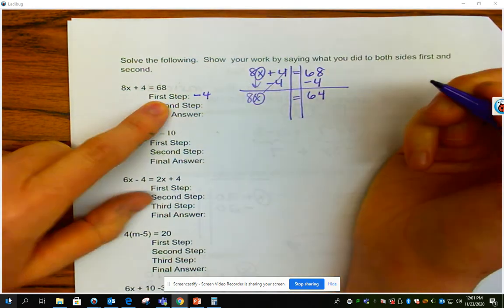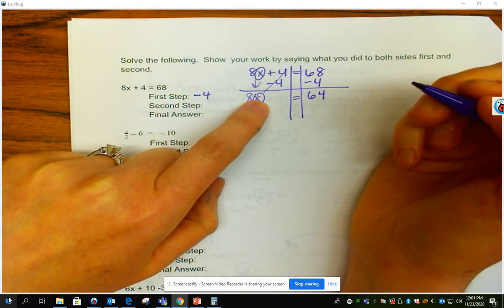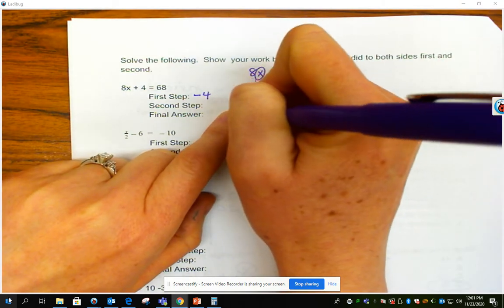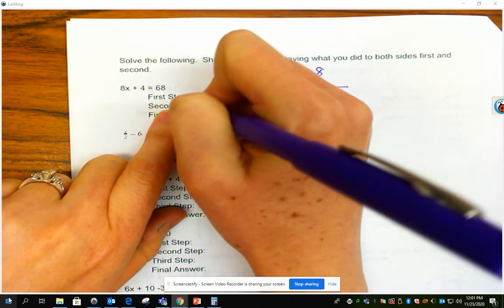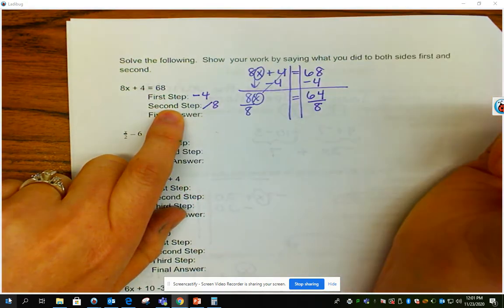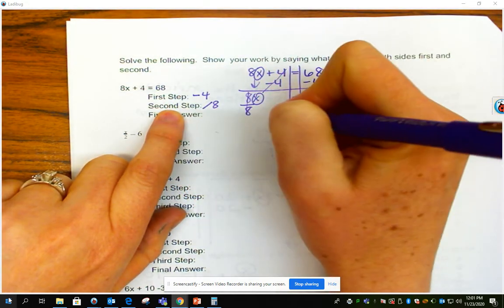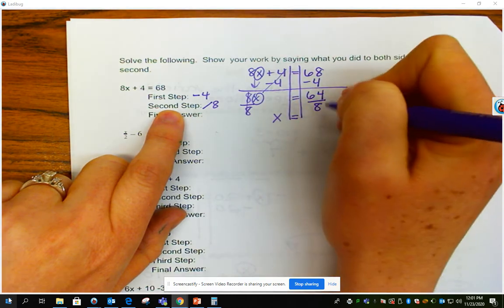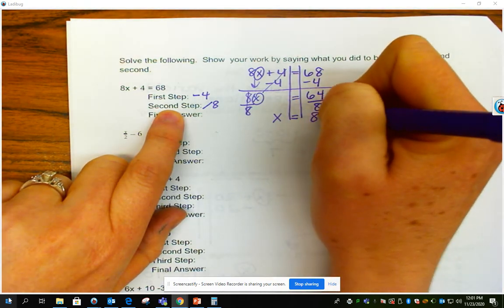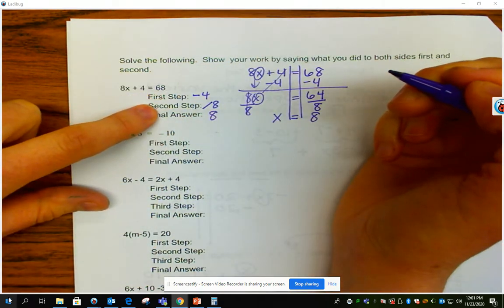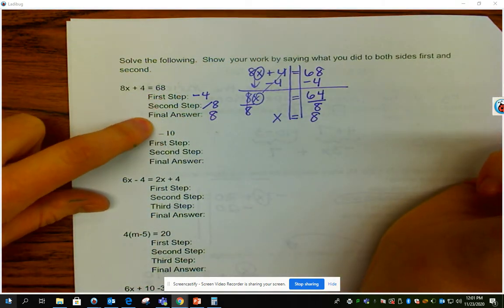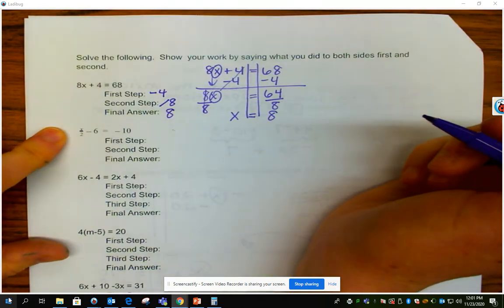Now I'm looking for my next step. 8 is being multiplied by x, so I want to divide by 8. So second step, I divided by 8, so I just put slash 8. Okay. And then x would equal 64 divided by 8, or 8. So my final answer would be 8. So that's what you would be typing in for these first step, second step, final answer. Let's try the next one.